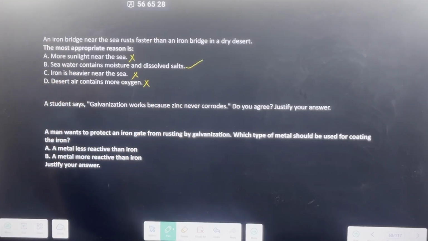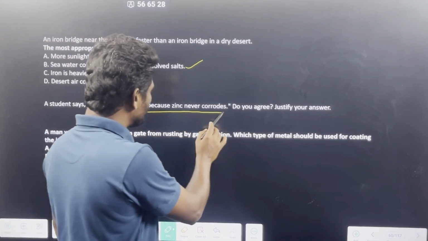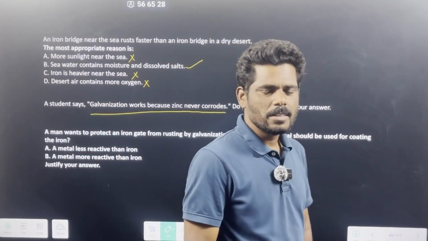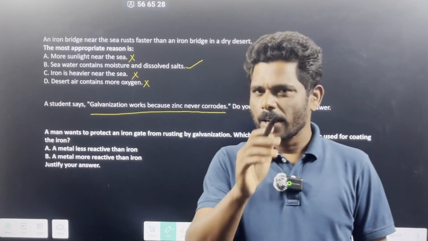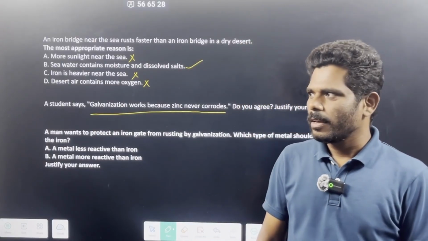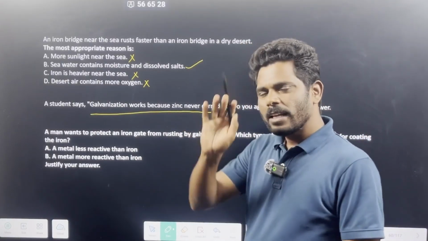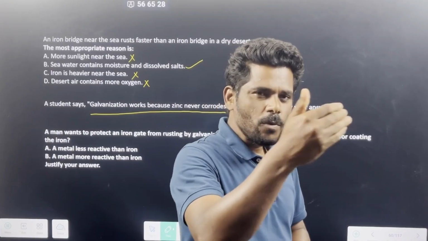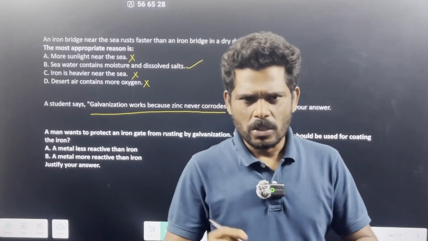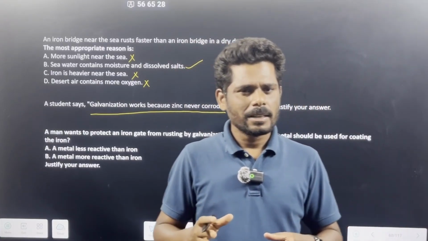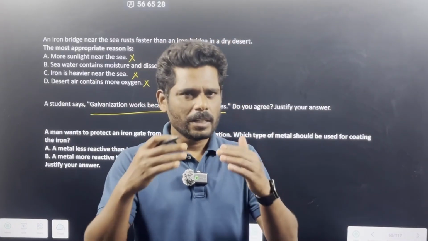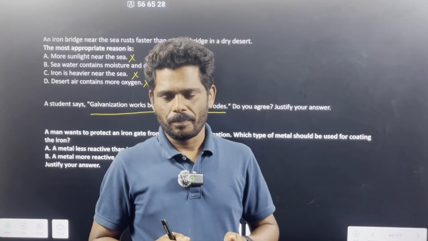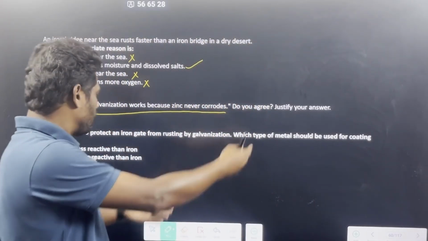A student says galvanization works because zinc never corrodes. Yeah, this is the most important question. Try to answer by pausing the video. How many of you think that zinc never corrodes? Since we use zinc metal to coat iron articles by the process called galvanization, many people think that zinc does not form rust, I mean, zinc does not corrode. But it is not at all true. Why? Let us try to understand by the next one.